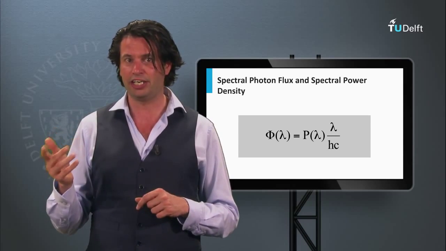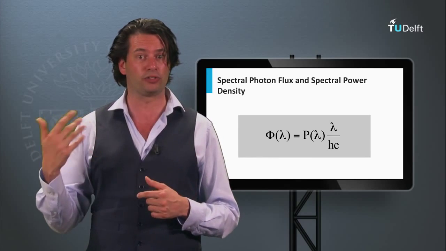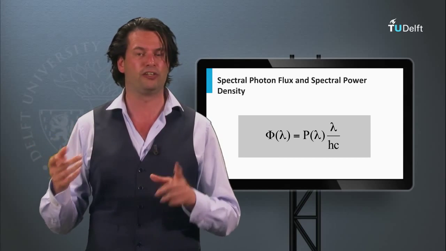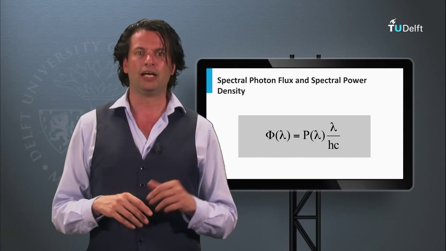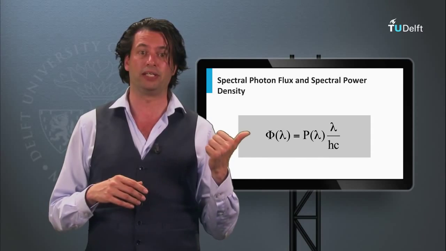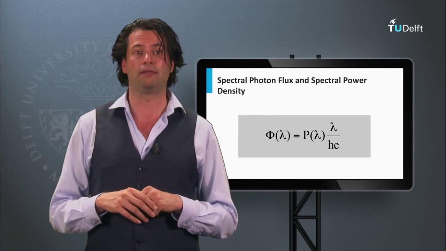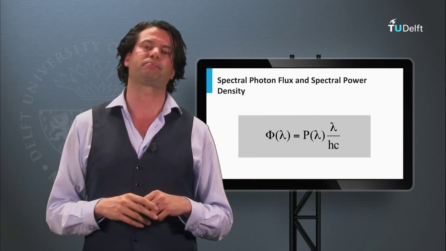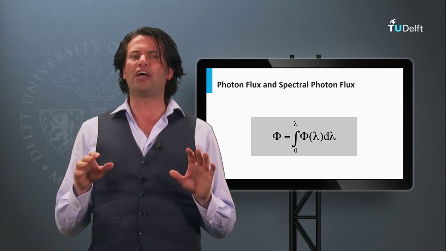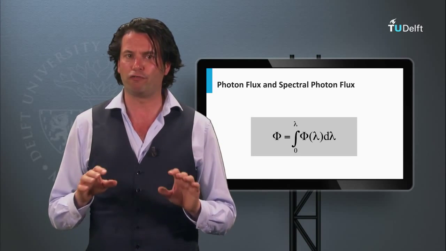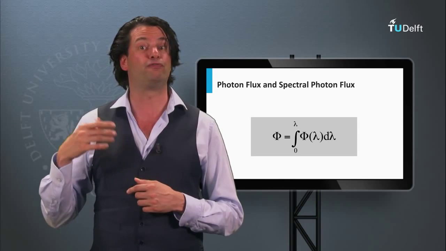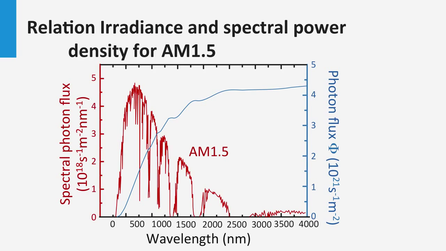The photon energy is determined by the product of Planck's constant and the light velocity divided by the wavelength. This gives the following relation between P and phi. So if we integrate the spectral photon flux over lambda, we get the photon flux. In this graph, the spectral photon flux is presented. The area under this graph represents the photon flux.